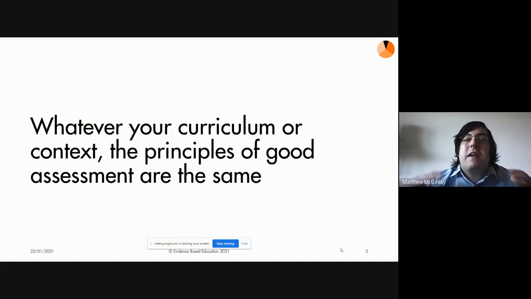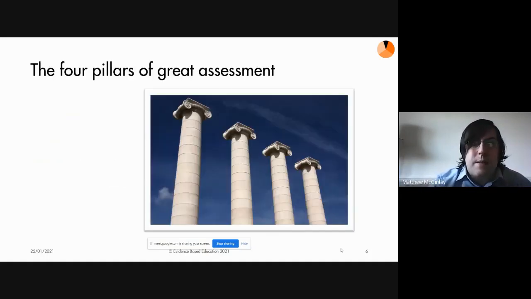And the key take-home message when we spoke to Dylan was, whatever your curriculum, whatever your context, whether it's online or in the classroom, there are some key principles of your assessment practices that remain the same, and that's where I want to start the focus today.